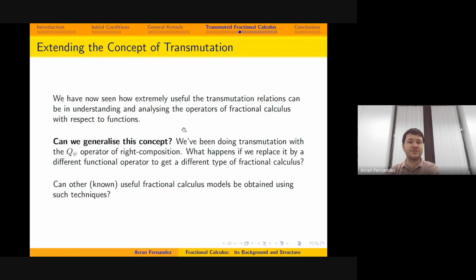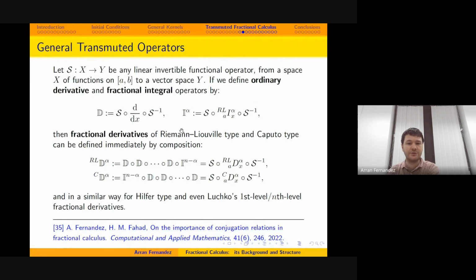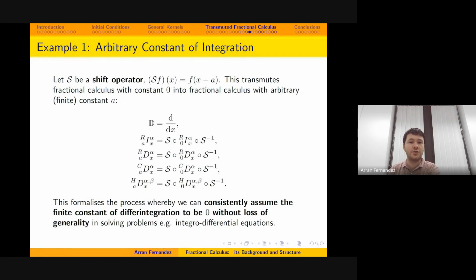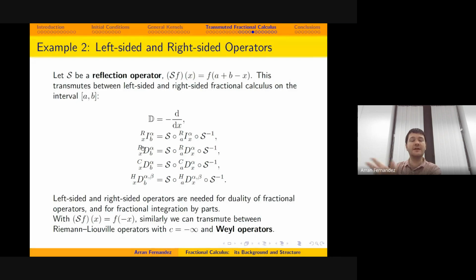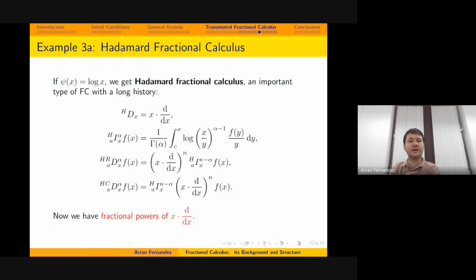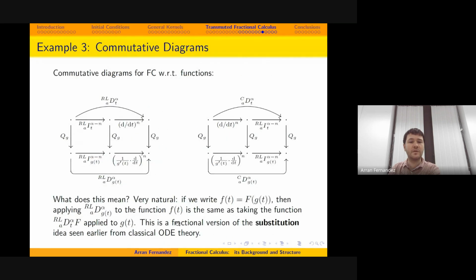We can also generalize this concept of transmutation. So again, I don't think I have time to explain this in detail, but there's a paper of me and my former student from 2022. We defined these general transmuted operators. As particular cases, you get a relation between fractional differintegrals with constant 0 and with arbitrary constant a. You can do a transmutation from one to the other. Left-sided and right-sided fractional differintegrals with respect to functions is a special case. Hadamard fractional calculus gives you fractional powers of x times d by dx. So that's something I mentioned earlier.